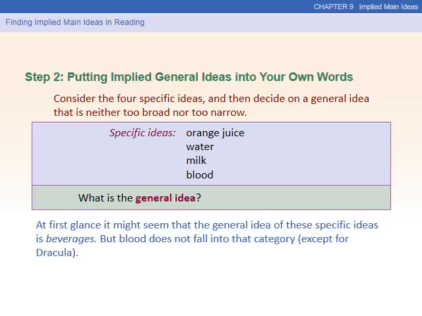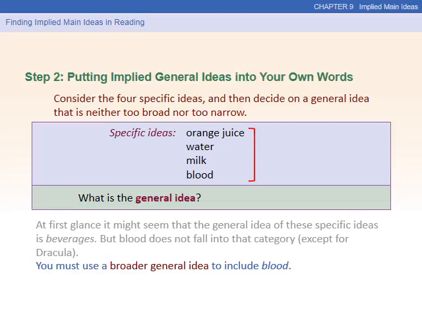Now when we first look at this, if we look at orange juice, water, and milk, we can say, oh, these are all beverages, or these are all things that we drink. But the thing is that blood, for most people, is not a beverage. So that one would be too narrow. So we want to have a broader idea that can include all of these, and here we can say liquids, right? All of these things, orange juice, water, milk, and blood, are considered to be liquids, so that would be a good guess.